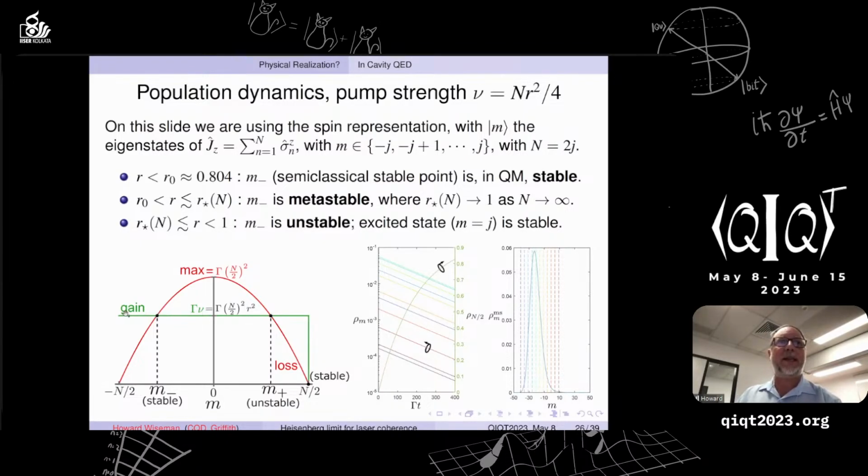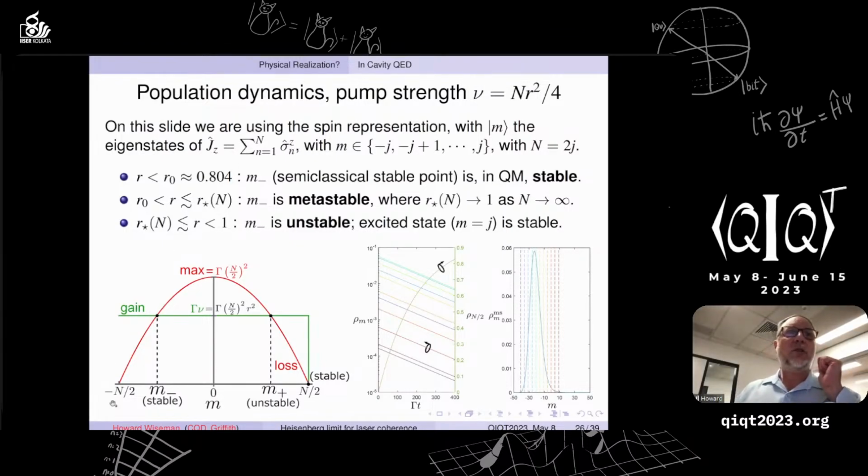So as I said, the gain, what I'm plotting here is if I had a particular number of excited atoms, and here I'm using a spin representation. So little m here goes from minus j to plus j, and minus j means all of the atoms in the ground state, and plus j means all of the atoms in the excited state. And so the number of atoms is 2 times j. This is a very standard spin representation. This is jz, just the sum of the little sigma z's.